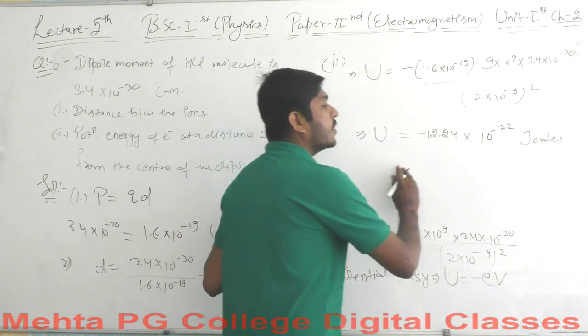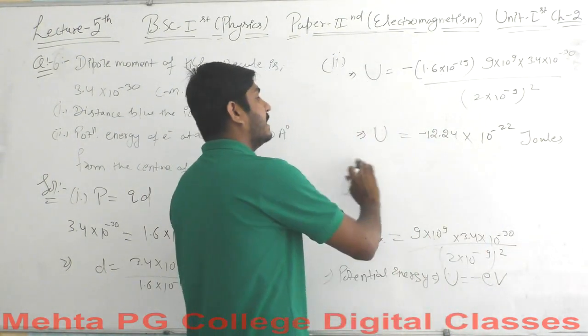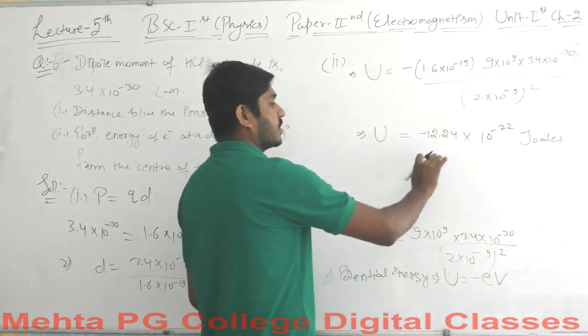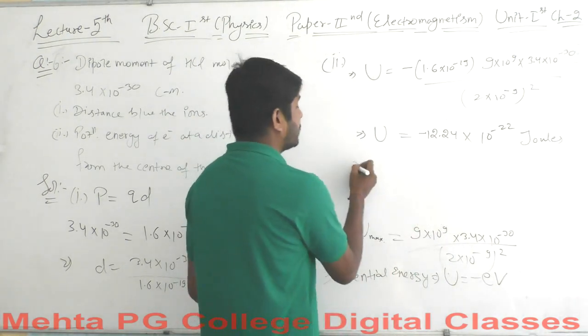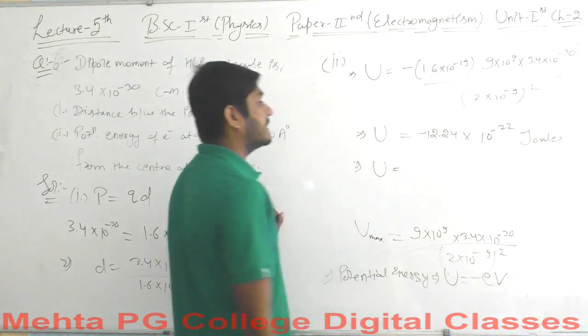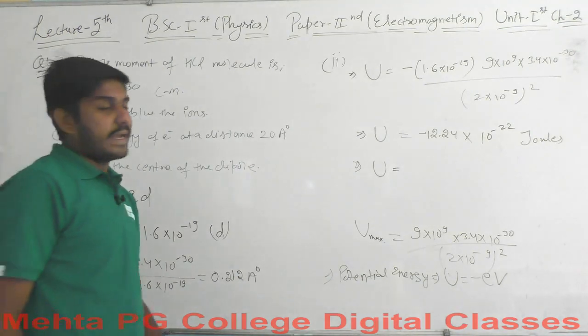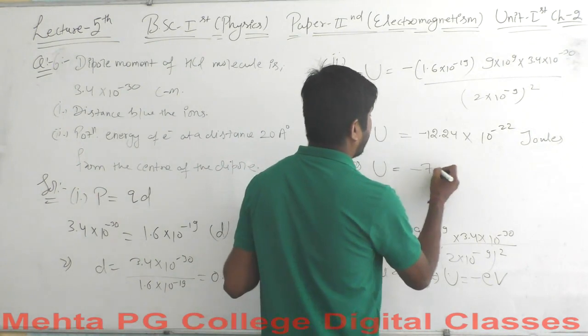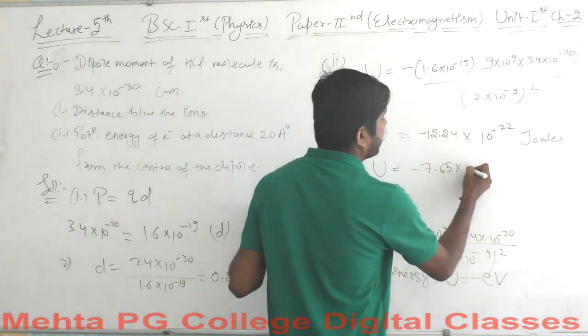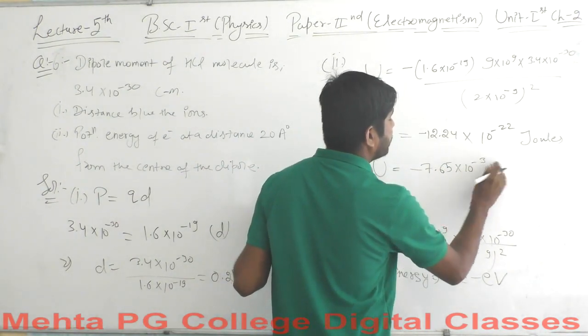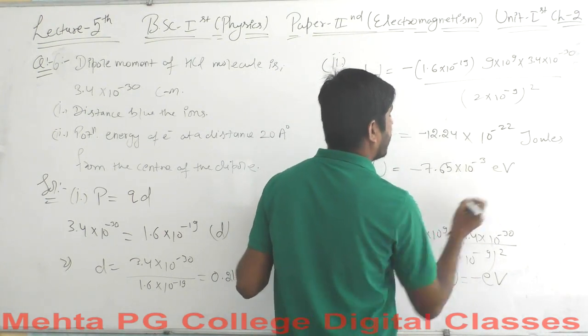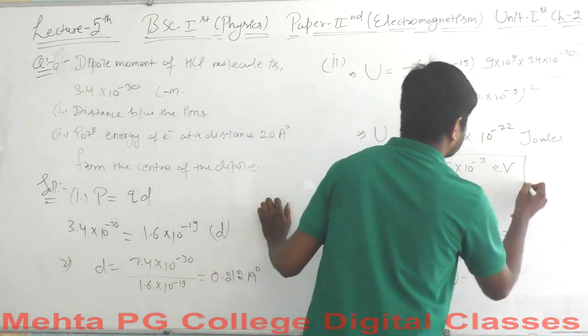And if you do not want to go through a joule representation, this is enough answer here. If you solve up to here, you will be given full marks, but you can specify this answer again, changing the joules into electron volt. That will be equals to minus 7.65 into 10 to the power minus 3 electron volt there.